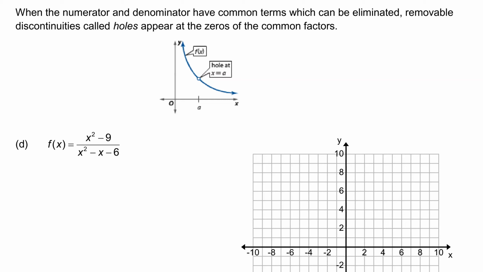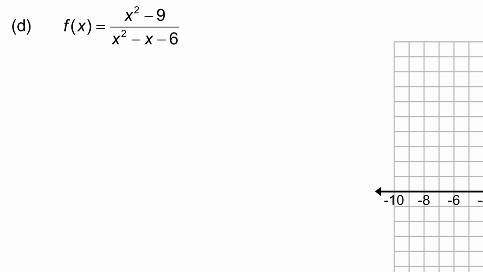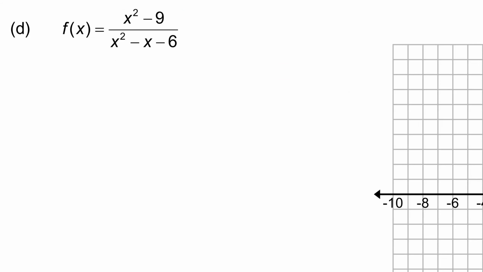All right, here's the main event. This is what we've been talking about for a while. When numerators and denominators have common terms which can be eliminated, removable discontinuities called holes appear at the zeros of the common factor. So if there's a factor that cancels, that's where you have a hole. Cool. So we're going to do the exact same thing as before. We'll find the domain, the vertical and horizontal asymptotes, x-intercepts, y-intercepts, and then we have to see where our hole is. What's the actual coordinate? Because I have to draw a little donut, a little hole, so I have to know where to draw it.